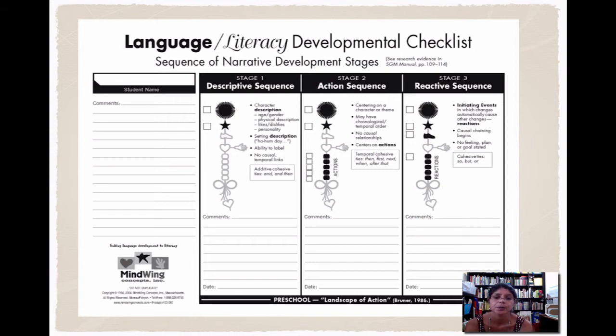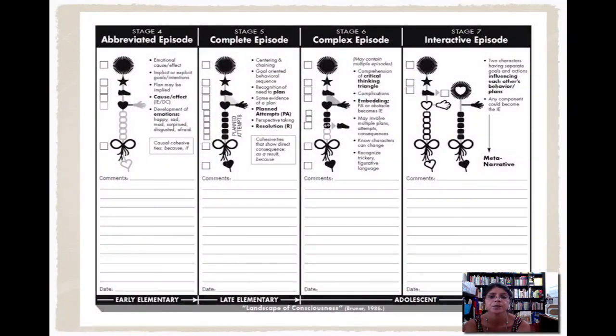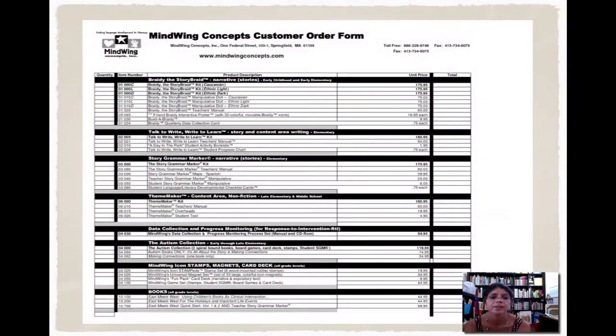In any case, those are items that are provided for you in the MindWing Concepts manual, and it's also a way for, say, a speech-language pathologist to help a patient or a client get from one stage to another via short-term goals and long-term goals. Very useful information.